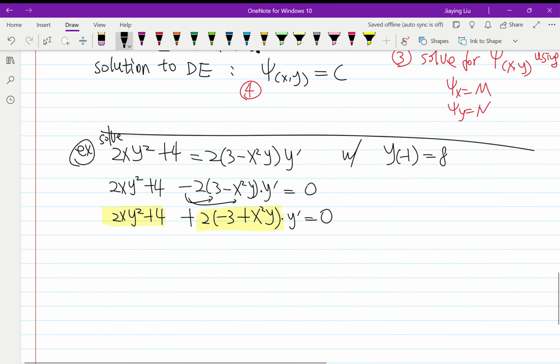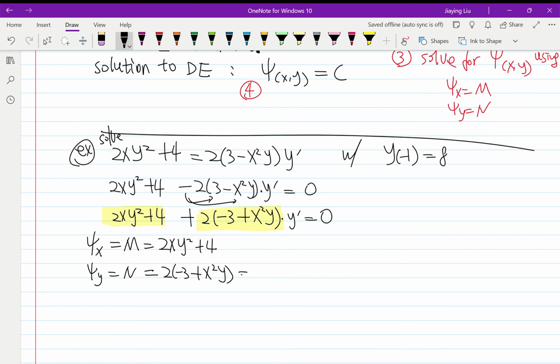So now I'm just going to list them out. Psi x, d psi dx, I'm going to call that M, which is equal to 2xy squared plus 4. And I also have d psi dy, I'm going to call that N, which is equal to 2 times negative 3 plus x squared y. I'm going to distribute the 2, so that's negative 6 plus 2x squared y. So that's the first step: figure out what those two expressions are. Any questions?